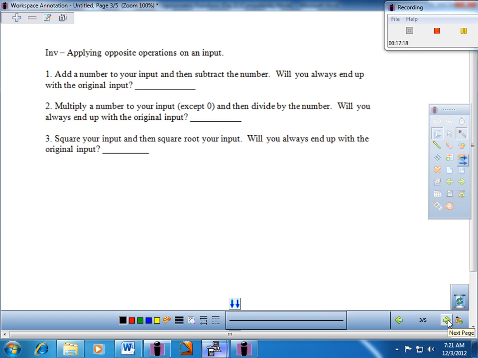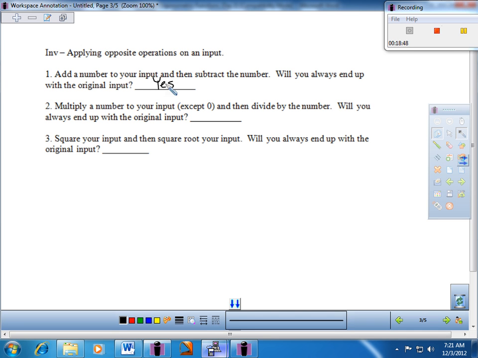So think about this for just a second. If you started with a number, pick a number, you treat that as your input, and then you're going to add something to that input and then subtract the same thing after that. So if I start with 5, and then I add 4 and then subtract 4, would I end up with my original input always? And the answer, I think, would be yes, certainly. When I add and subtract those opposite operations, addition and subtraction, I always get back to the original input, of course. Okay, seems rather elementary.